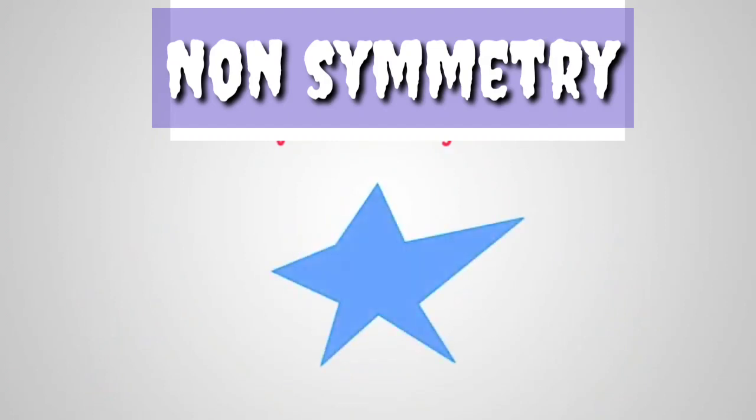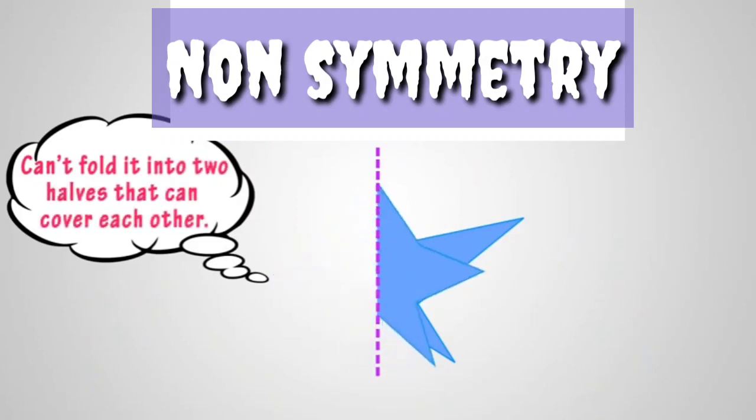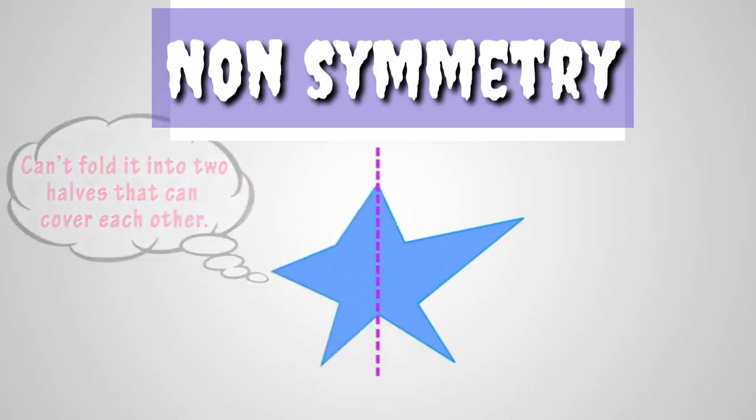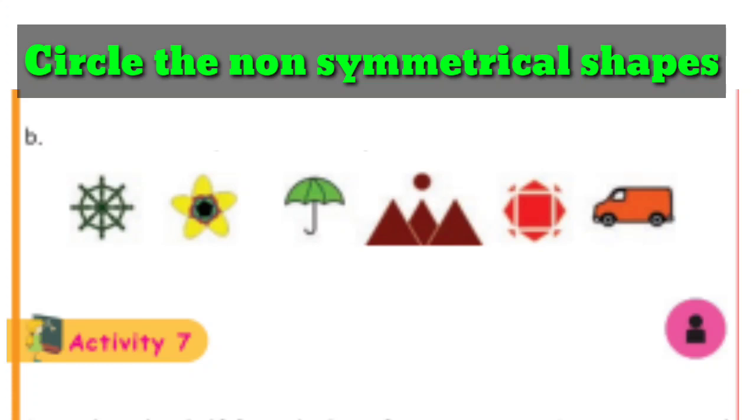Look at the picture. Now we are going to draw a line of symmetry. Can we fold it into two halves that can cover each other? If the two parts do not fall exactly on one another, then the figure is non-symmetrical about the line. Now see, Q and J cannot be divided into two exactly identical halves. Therefore, they are called non-symmetrical. Shall we circle the non-symmetrical shapes?